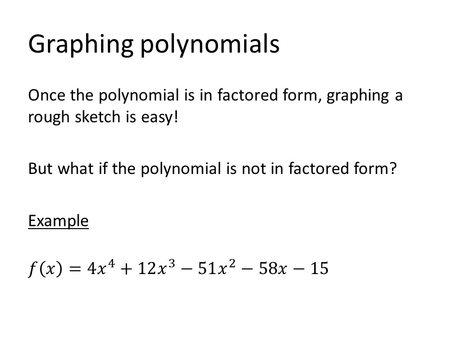But what if the polynomial is not in factored form? For instance, what if we had f of x is equal to 4x to the fourth power plus 12x cubed minus 51x squared minus 58x minus 15?